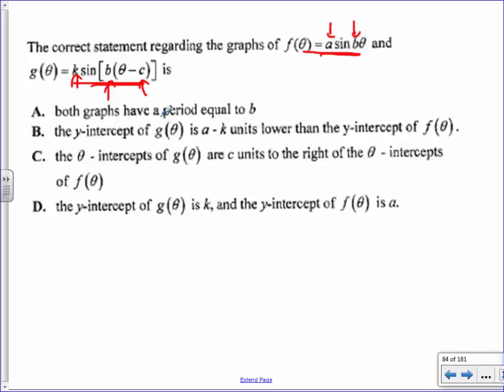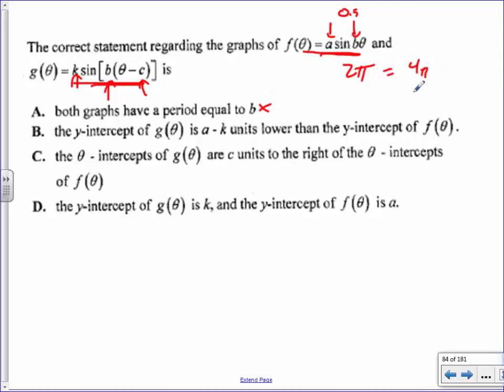So let's read through all 4 statements and see whether one of them seems to make sense. Do both graphs have a period equal to b? Actually, that is a really good distractor, but that's not true. What is the period of a sine graph? 2 pi. Whatever this b value is, that's either going to make the graph get squished in or pulled out. Hypothetically, let's say that value was 1/2. Then the period would become 4 pi.